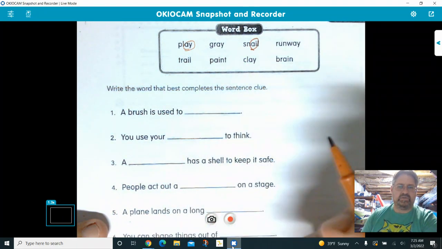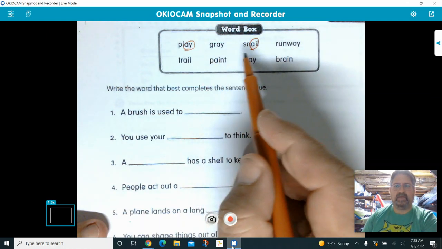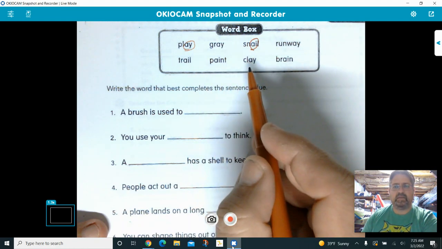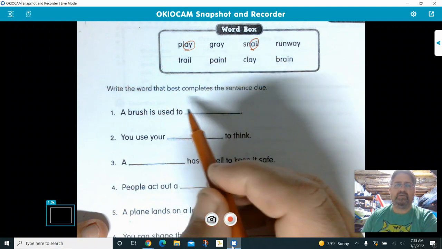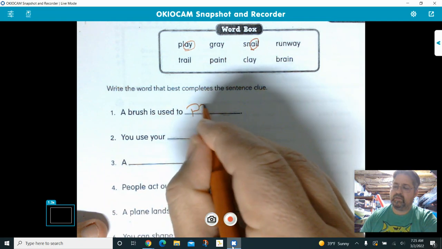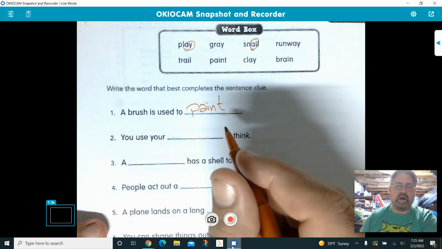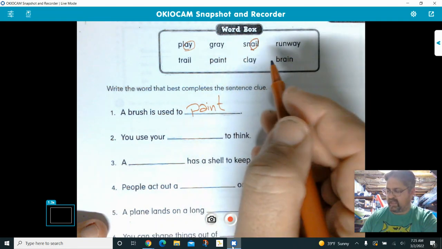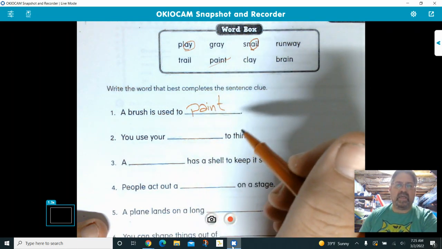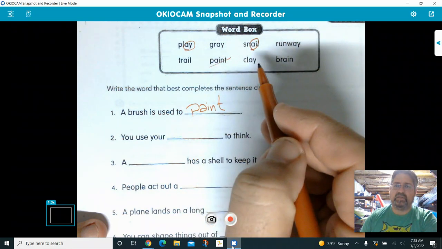A brush is used to what? What do you use a brush for? To play, to gray, snail, runway, trail, paint, clay, or brain. What do you use a brush for? To paint. Very good. You use your what to think. I'm going to underline that. Use your noggin to figure out which one of these words is your thinking parts.